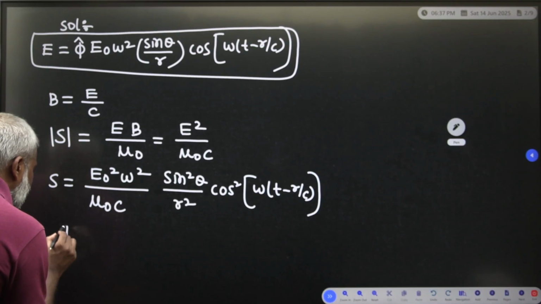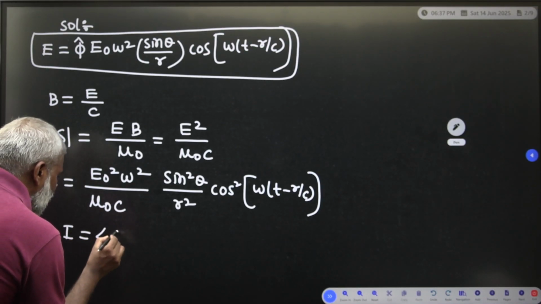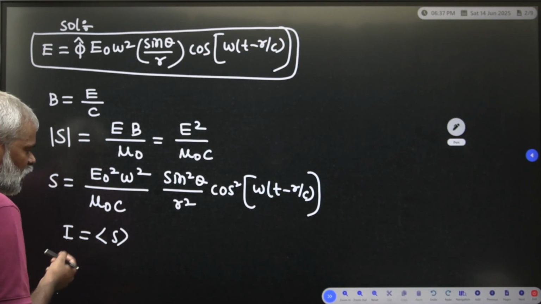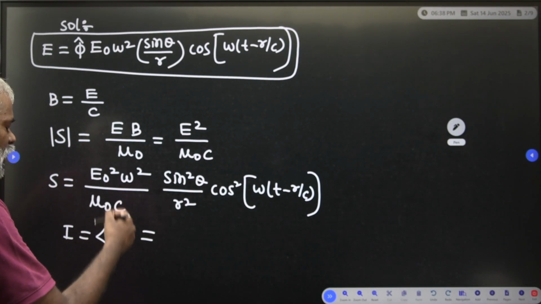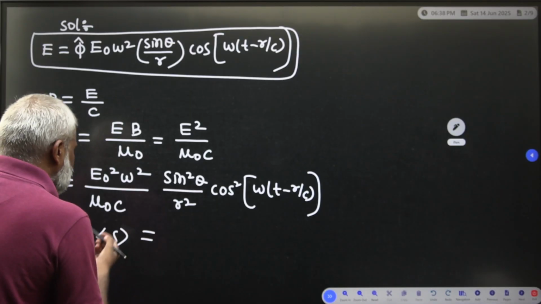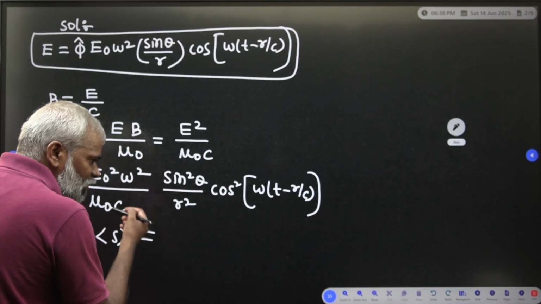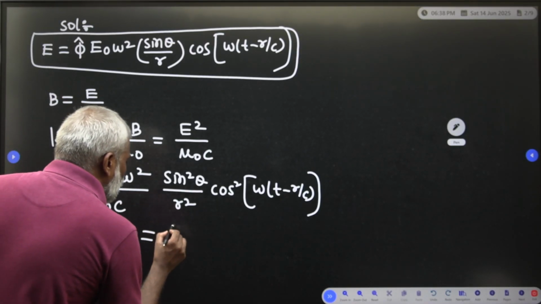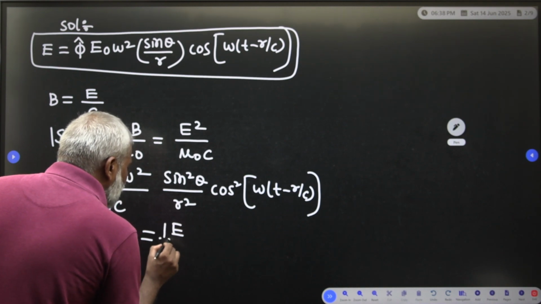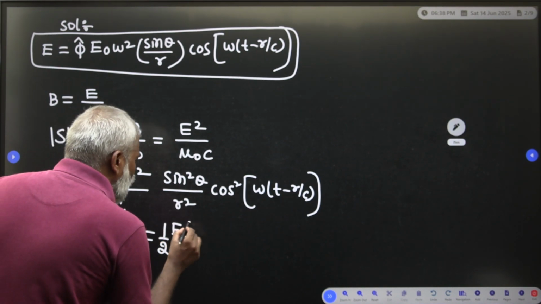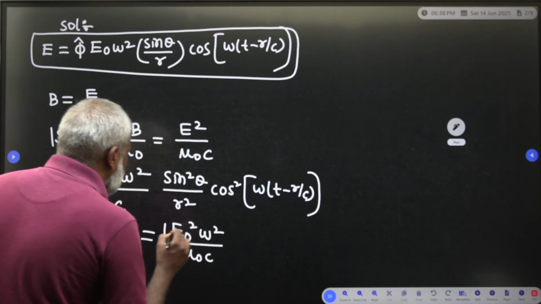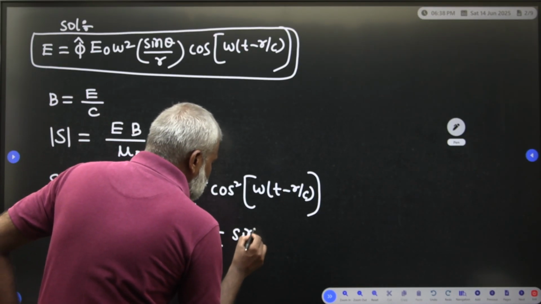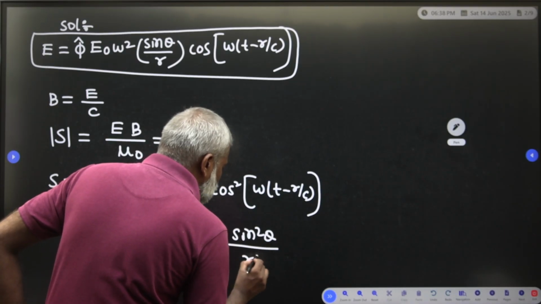But the average S is equal to how much? The expectation value of intensity of a Poynting vector. That is, the intensity is equal to the average of the Poynting vector, which is equal to 1 by 2 into E naught square omega square divided by mu naught c into sin square theta by r square.